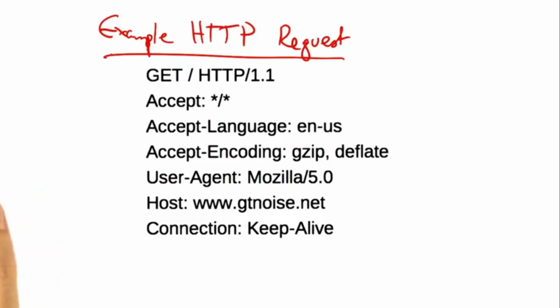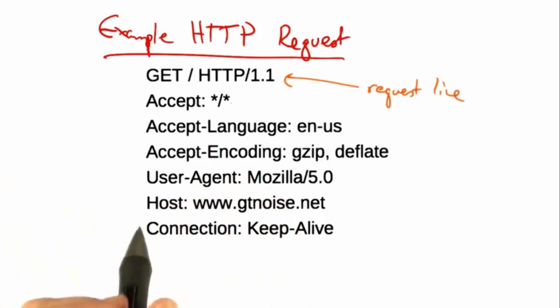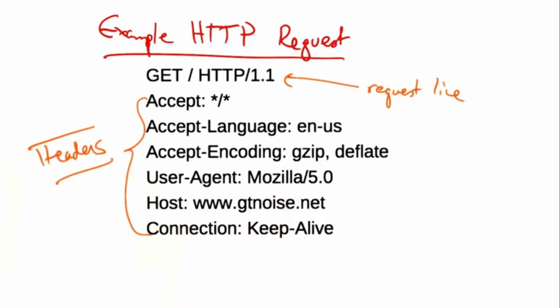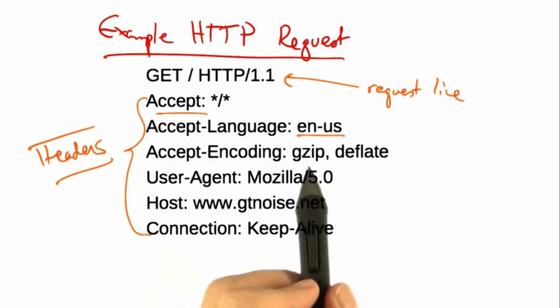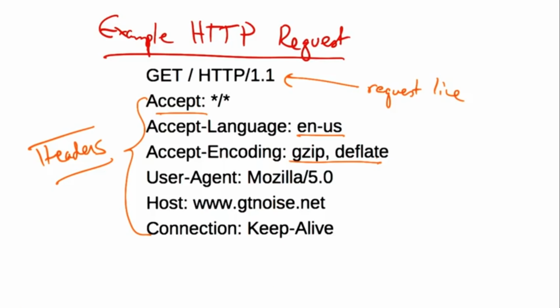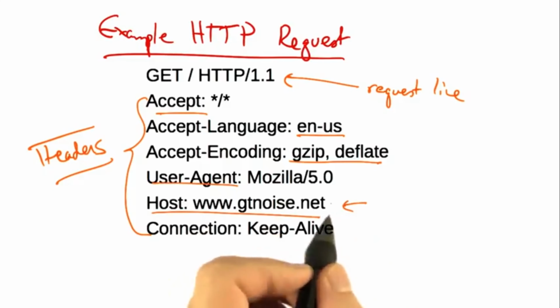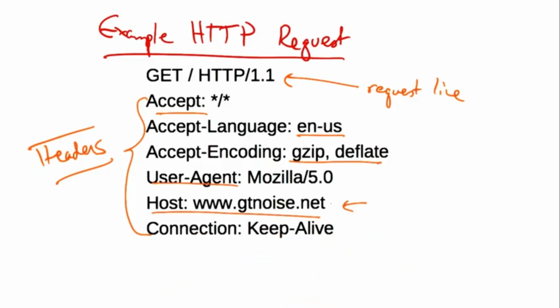Let's take a look at an example HTTP request now. You can see here the request line, and here are some headers. Accept indicates that the client's willing to accept any content type, that it would like the content to be returned in English, that it can accept pages that are encoded in particular compression formats. We talked about the user agent, so in this case it's a Mozilla 5.0 browser. Here's the host that the request is being made to. This is particularly useful in cases where a particular web server IP address might be hosting multiple websites on the same server.